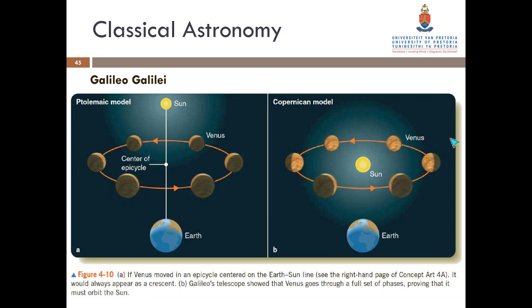So what Galileo discovered is that, just as we have the Sun-Moon system, Venus acts in exactly the same way. If we are looking towards the Sun, here's Venus. And if Venus went around Earth, we wouldn't see the phases. But if Venus travels around the Sun, we will see Venus phases.